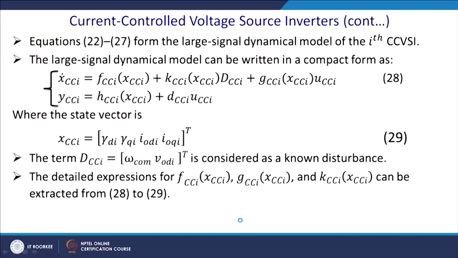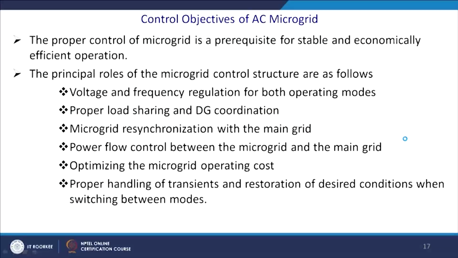So, the equation 22-27 is a large signal dynamic model for the kth current control voltage source inverter. And so, you can rewrite it in a short version, that is in a state space model, x dot CCI equal to FCCI, KCCI, DCCI, and these are your state variables, and this term is considered as a disturbance. These are your VDCOM and VODI, and then you can do robustness studies, whatever studies you want, in the control domain. The detailed expressions of FCI, GCI and KKCI can be extracted from these two equations by writing the long form.